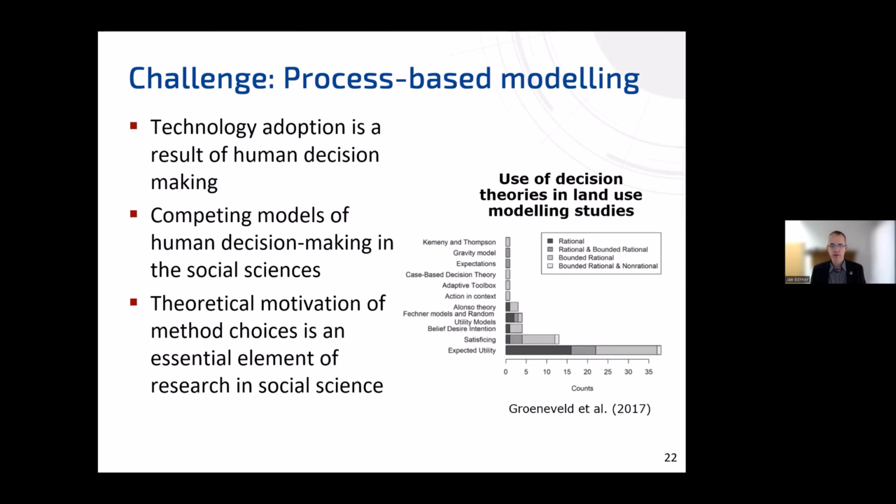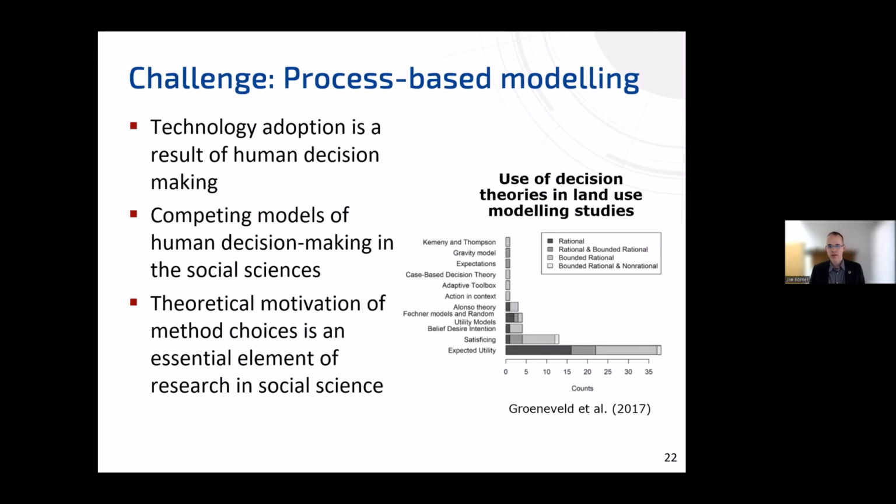Perhaps there are not so many different or competing models of how something could work than in the social sciences. That's to be discussed. But here's an example on the right-hand side of a study that looked at the different theoretical approaches used in modeling land use change. And you see here, and this is really summarizing many more, there's a huge number of different ideas about how humans make decisions. And that's why in the social sciences, it's very important, and it's actually part of the actual research process, that you motivate well why you are choosing one or the other decision-making theory.